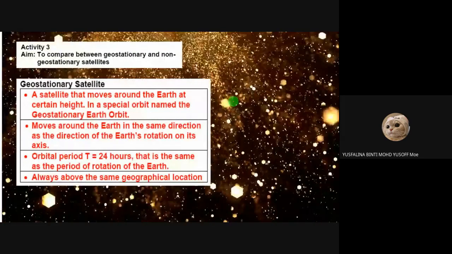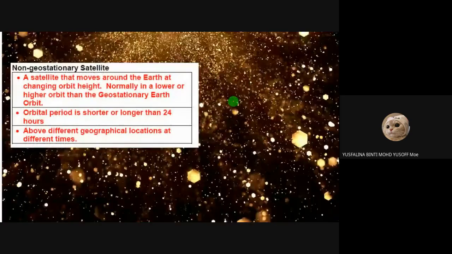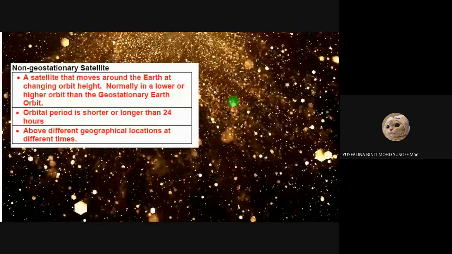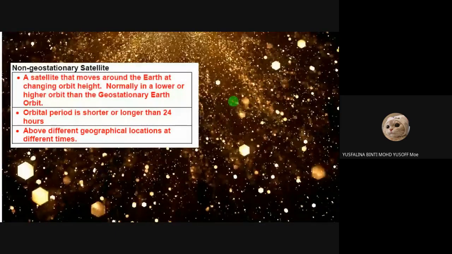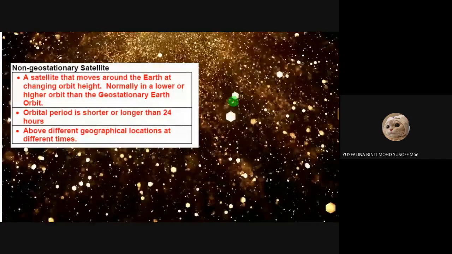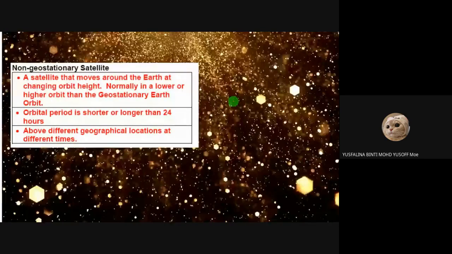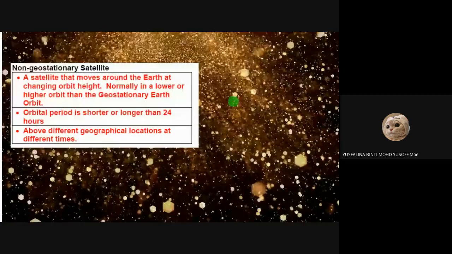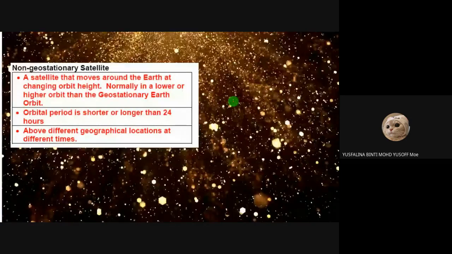Right. So how about the non-geostationary satellite? For the non-geostationary satellite, it is a satellite that moves around the Earth at a changing orbit height. So it can change the height. So maybe first time it will be at 20,000 kilometer from the Earth.